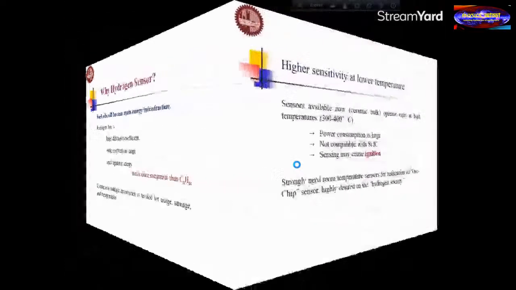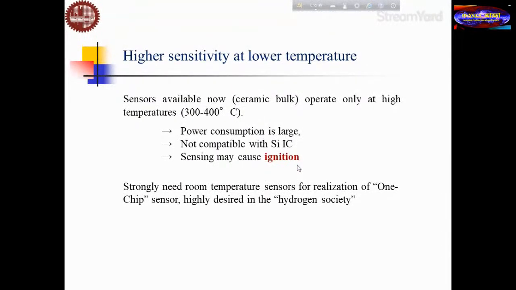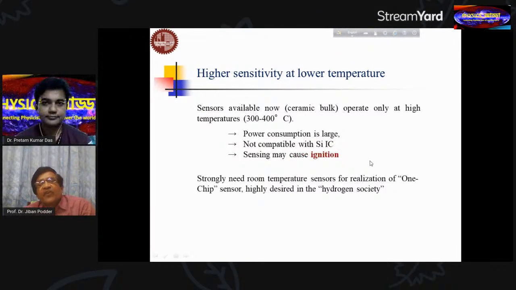So here the market-available sensors work at high operating temperatures, 300 to 400 degrees Celsius. But we need room temperature, because at high temperatures the power consumption is more, it is non-compatible with silicon integrated circuits, and sensing may cause ignition because of the high operating temperature. So we strongly need room temperature sensors for the realization of one-chip sensors, highly desired in the hydrogen society.